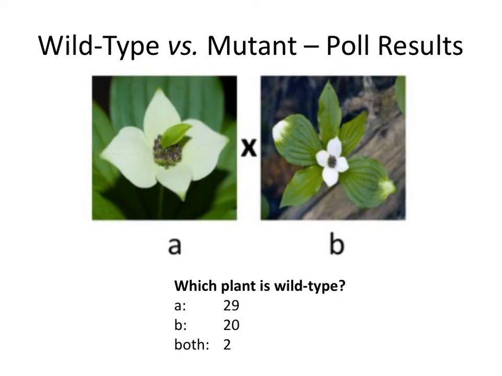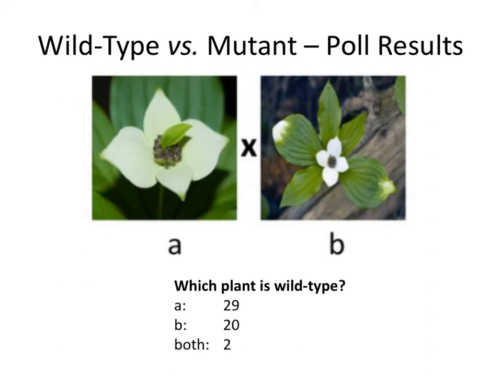So I want to step back to some Socrative activity that we did, I think, mid last week. I showed you a couple of pictures of flowers. These are dwarf dogwoods. And I asked you in that Socrative poll, which one was wild type? You had 29 say plant A is wild type, 20 say plant B is wild type, and two people were brave enough to say both were wild type. Based on our definition of what wild type means, does anybody want to change their answer? Which one is more wild type, do you think?